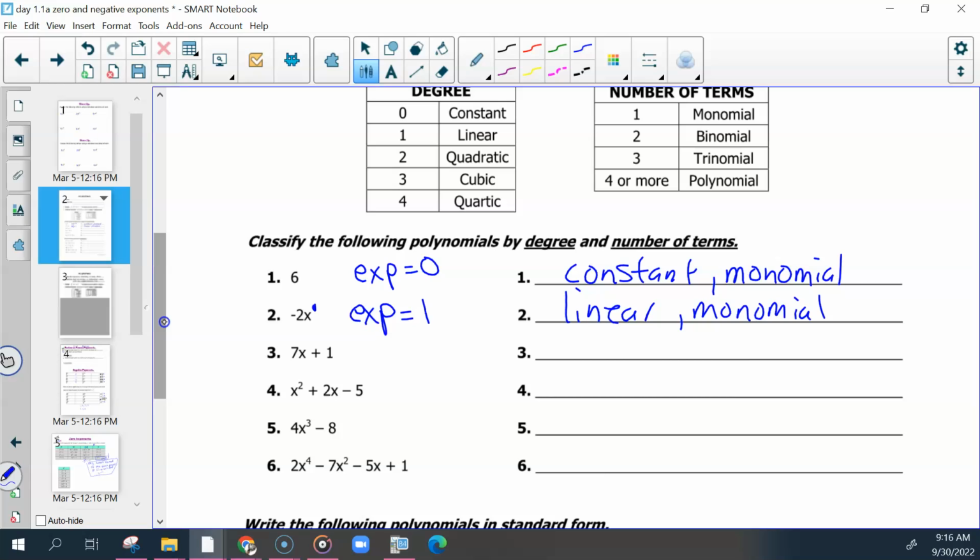Now what about number 3? What is the degree of that one? It's linear again. We're looking at both of these. The highest exponent would be this one, because this one doesn't have 1, and this one has 1, we just don't see it. So again, it would be linear. How many terms do we have? 2. 2, so that would make it a binomial.